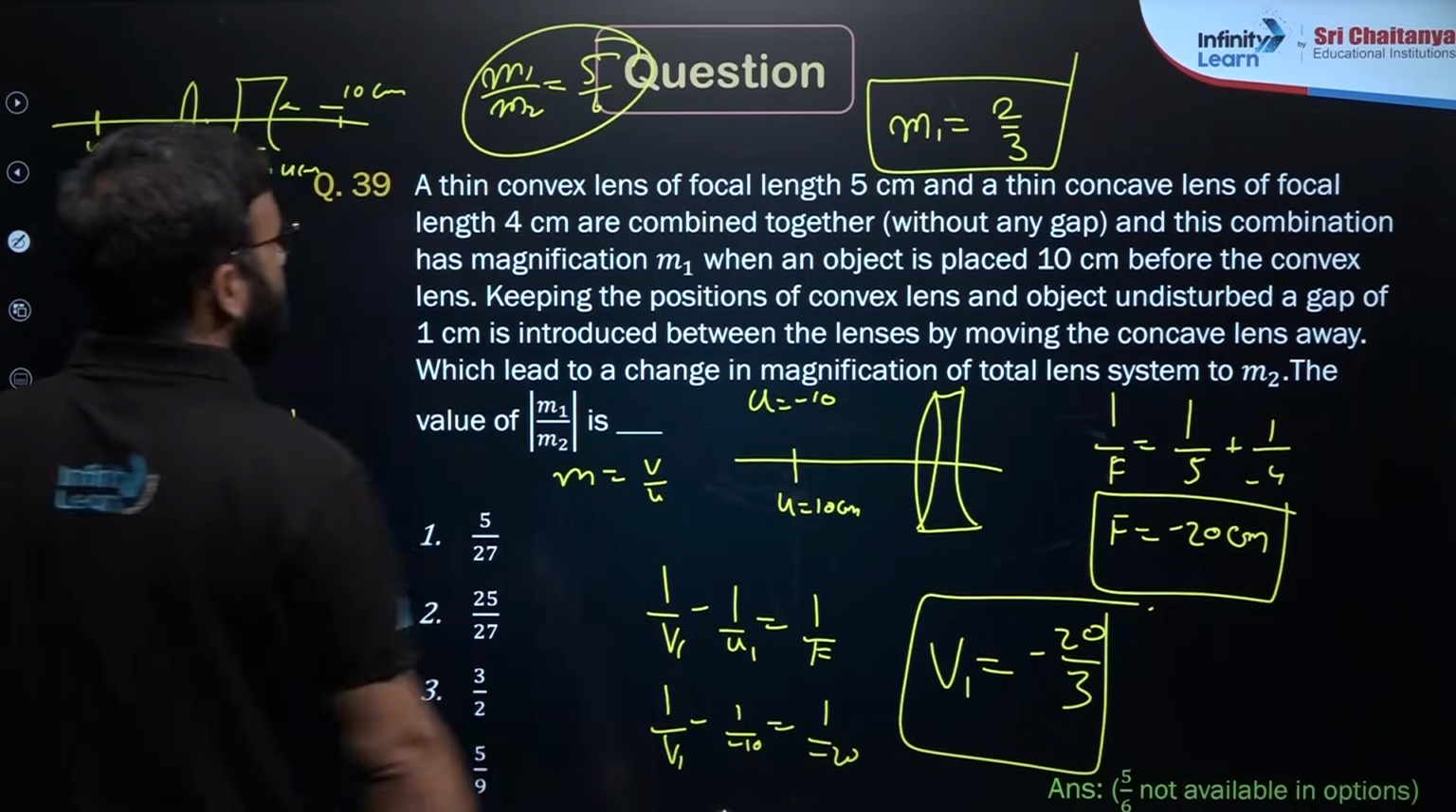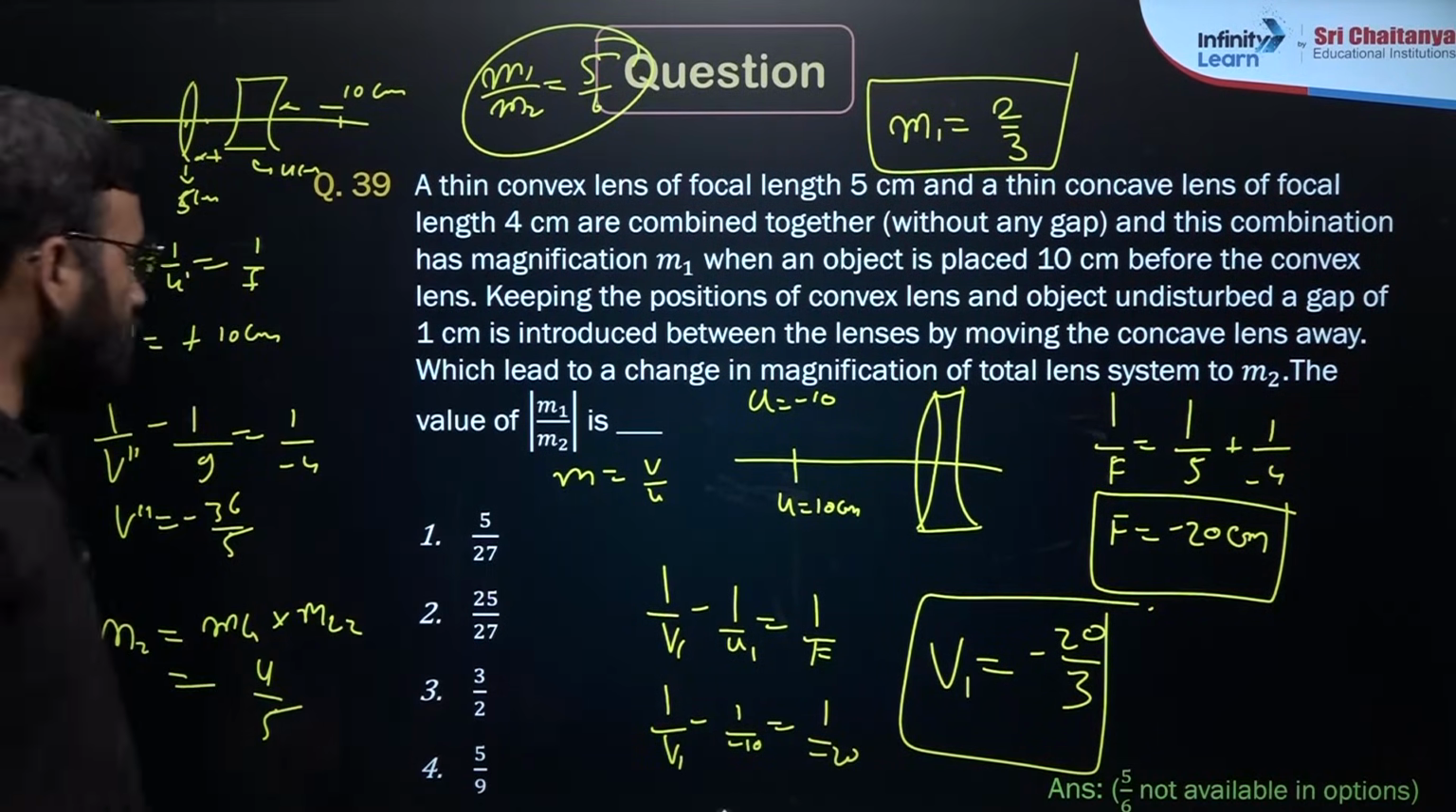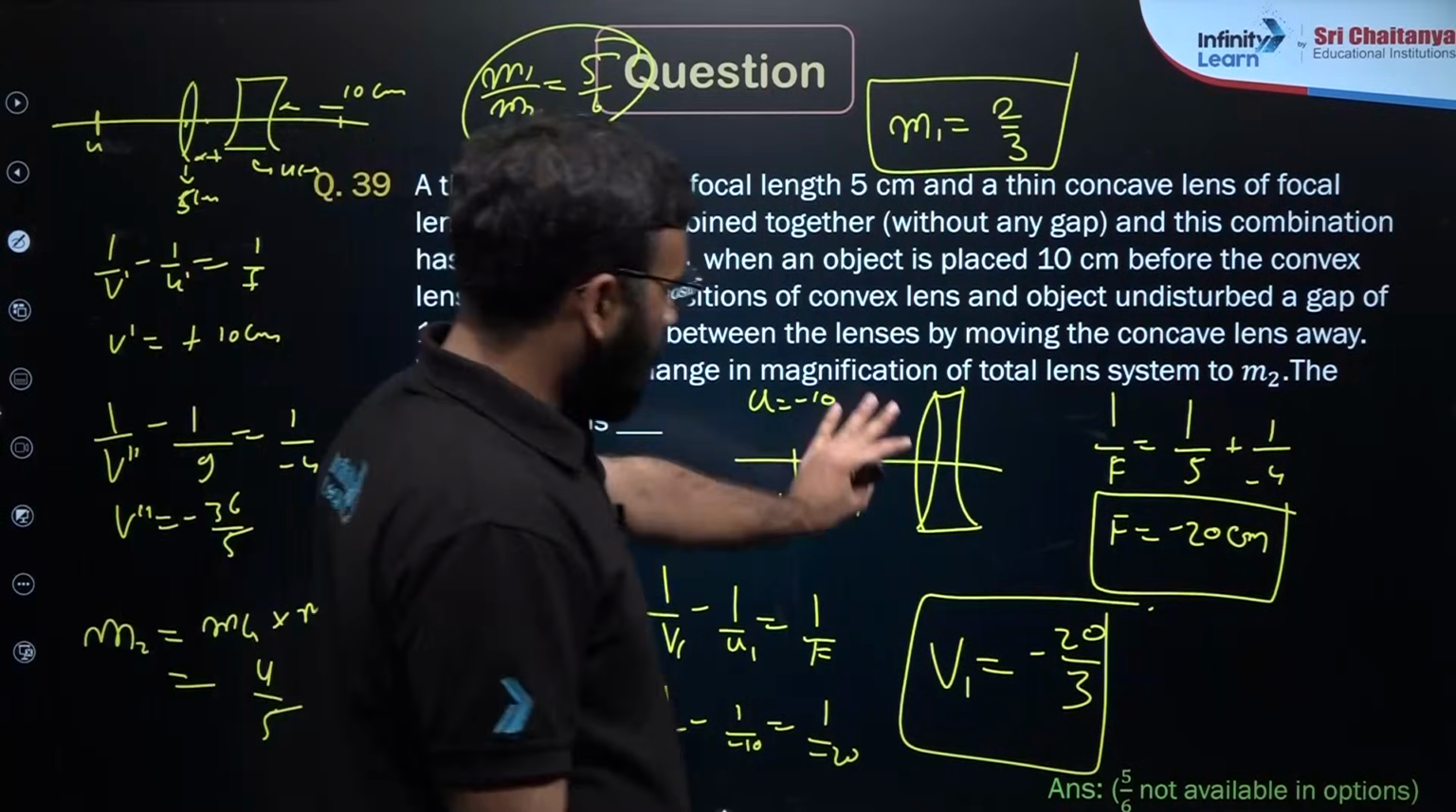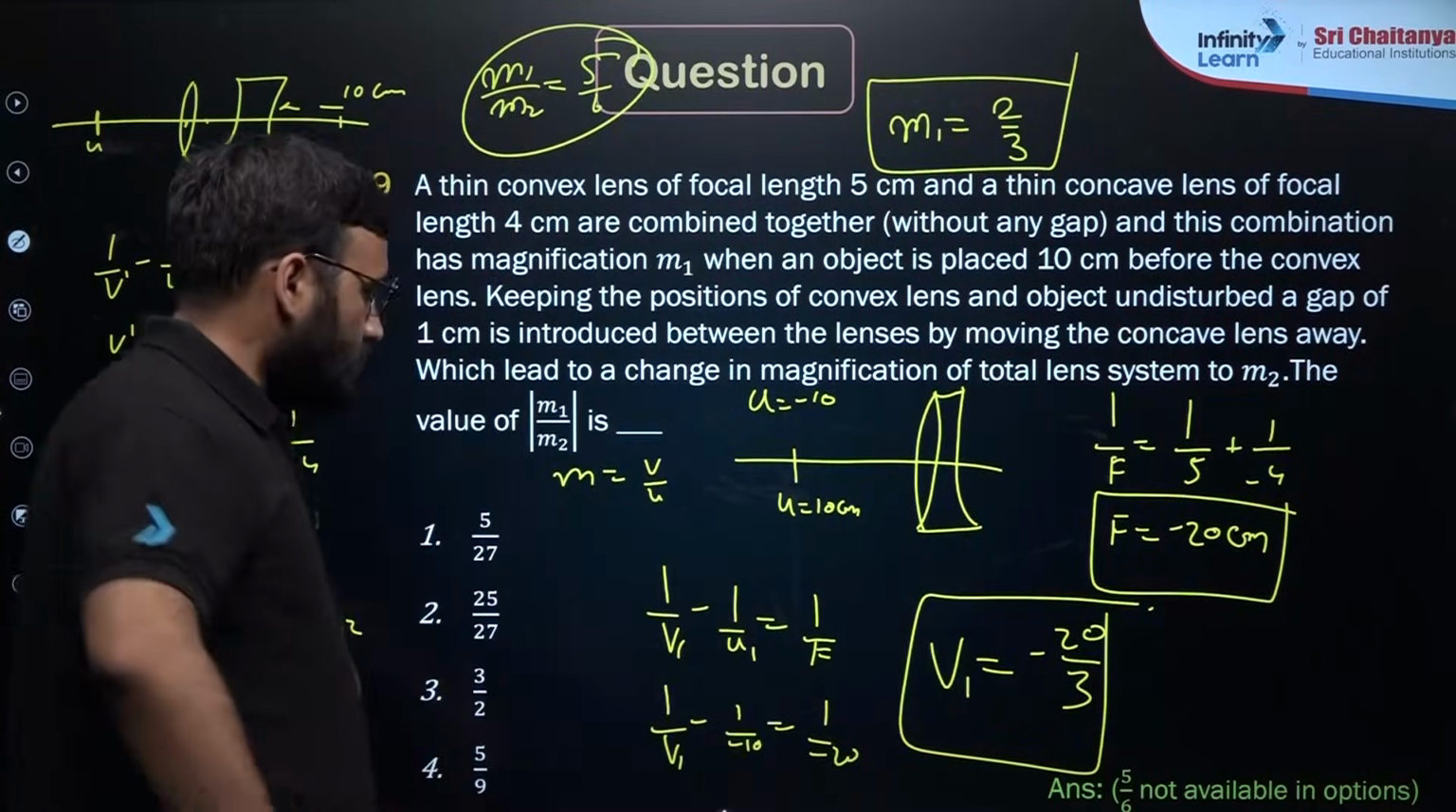This question is challenging in the answer key. Okay beta, so this is the method. First you can find for combined, then you can go for second.